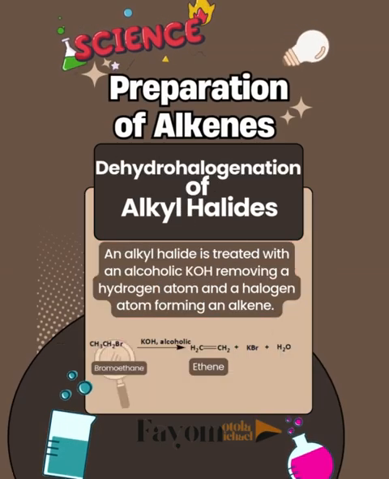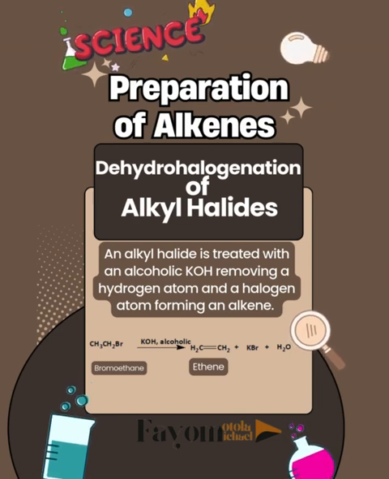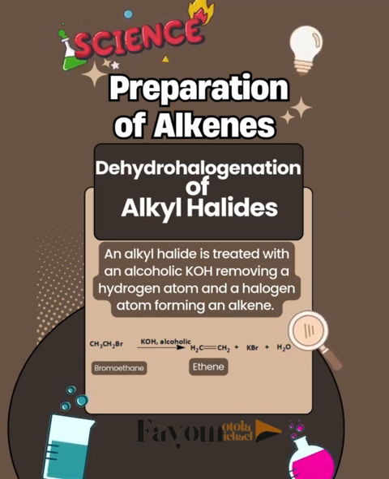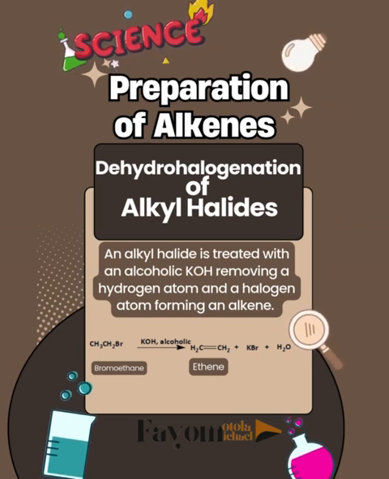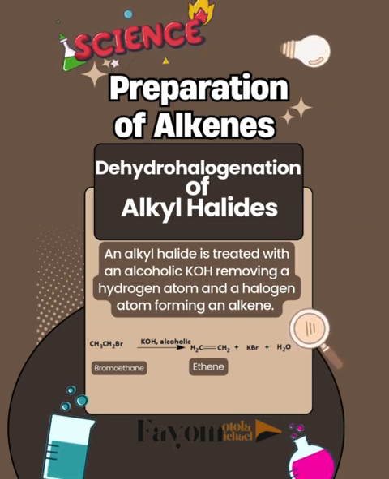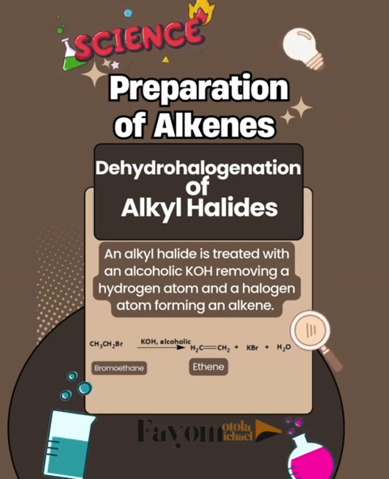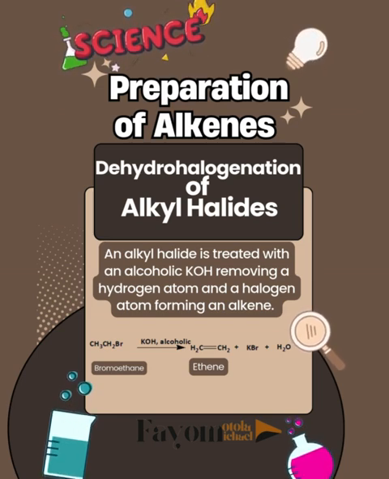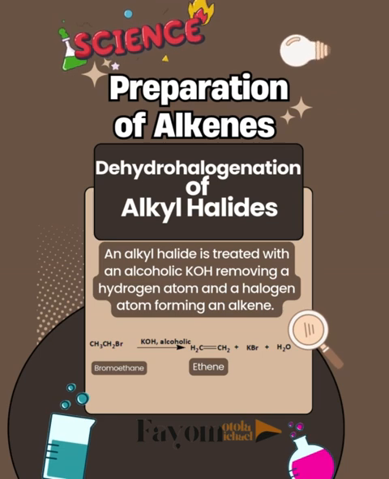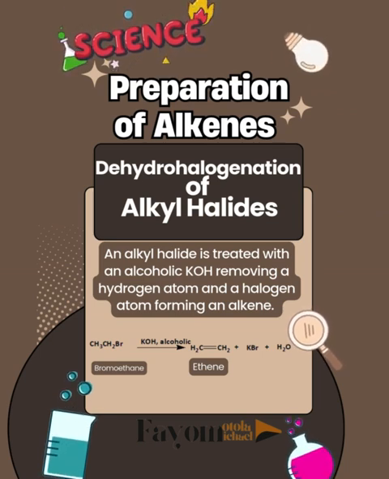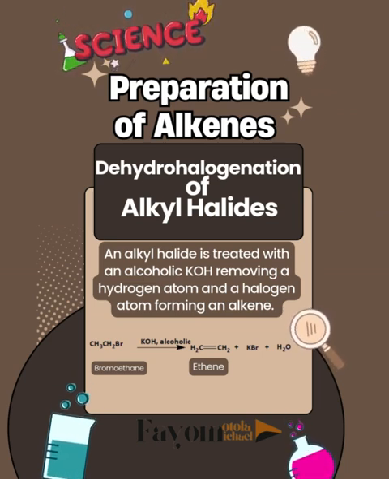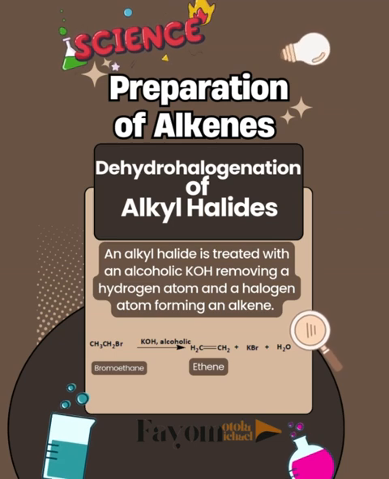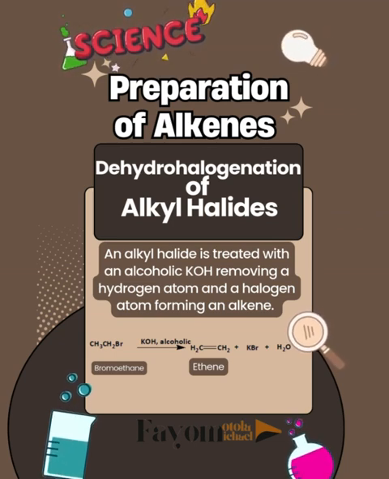Another method is dehydrohalogenation of alkyl halides. When an alkyl halide is treated with a strong base such as alcoholic potassium hydroxide, which removes a hydrogen atom and a halogen atom, it results in the formation of an alkene, which is an elimination reaction. That's an E2 mechanism. An example is the dehydrohalogenation of bromoethane to give ethene.